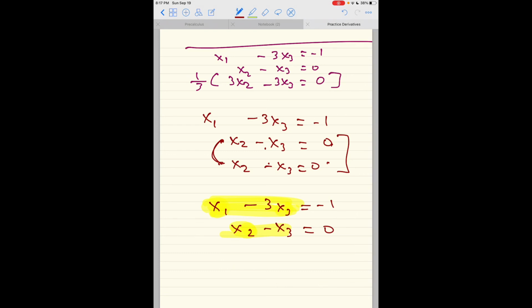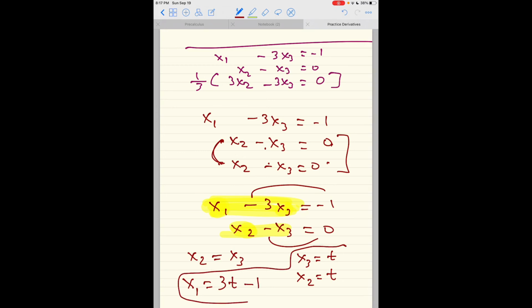And what we're going to do here is we're going to say let x2 equal x3. By just adding this to the other side, we're just assuming it right now. But basically, let x3 equal t. That makes x2 equal t. And then x1, everyone, if you add this to the other side, would be 3t minus 1. And here's our parametric representation.